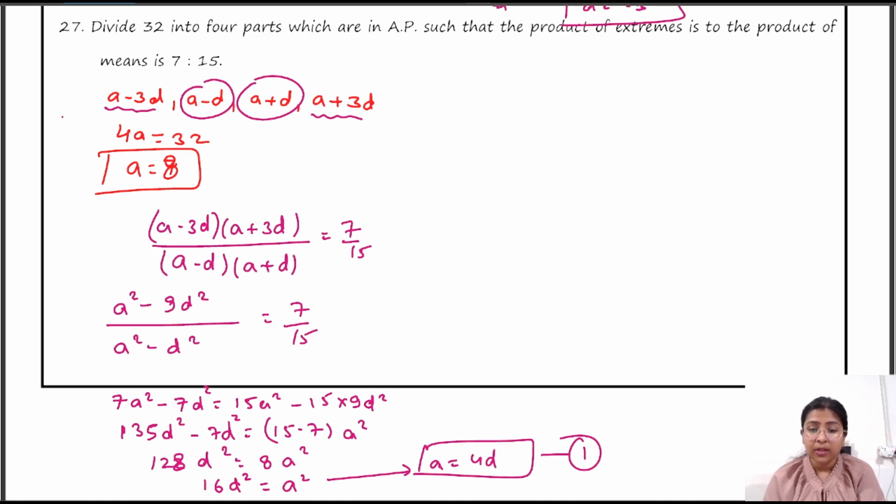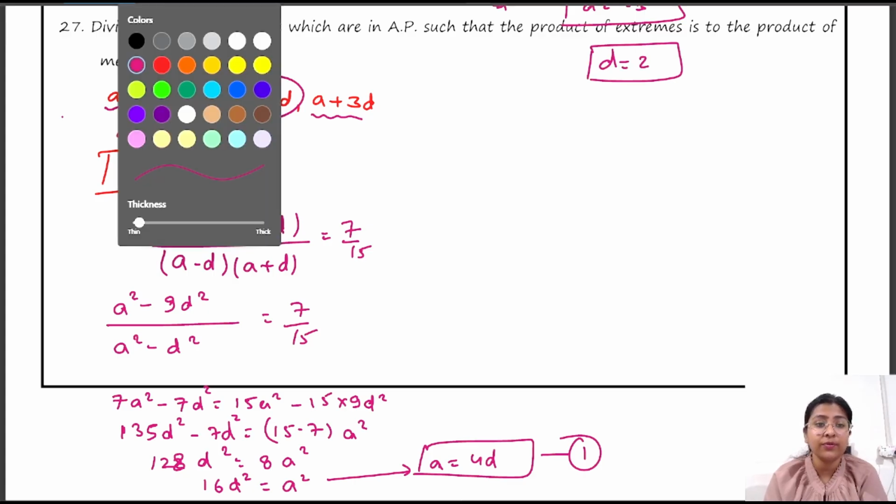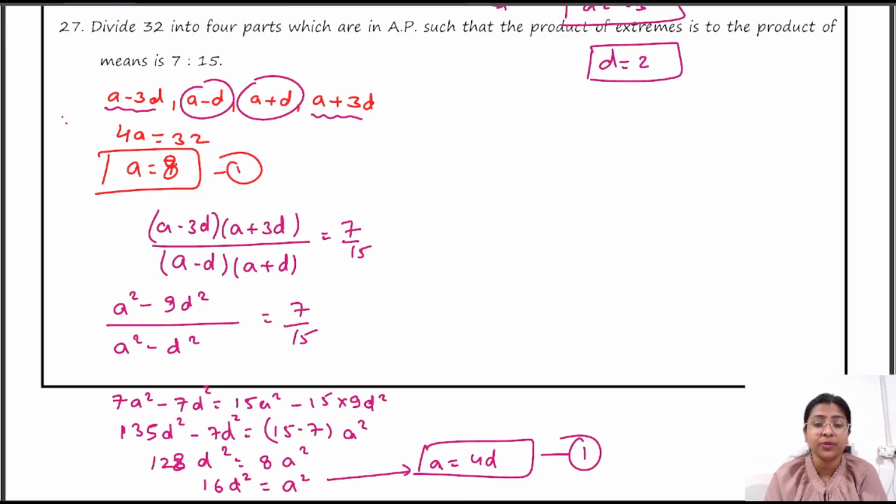This is clear. Okay, the value of A is given as 8. So the value of D will be 2. The value of A is 8. So the value of D is 2, because if you put it in this equation, you will get the value of D as 2. Okay. Now we need to find out the numbers.